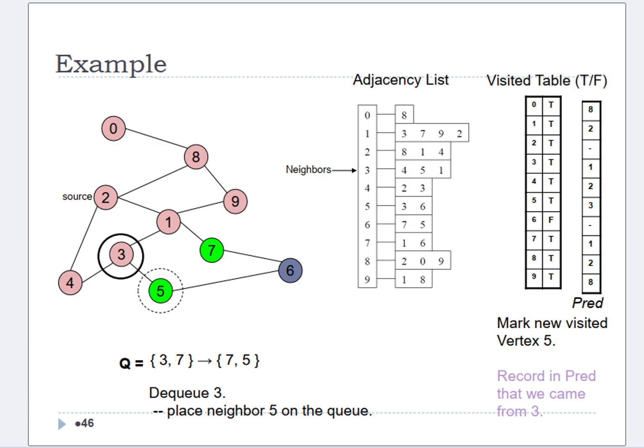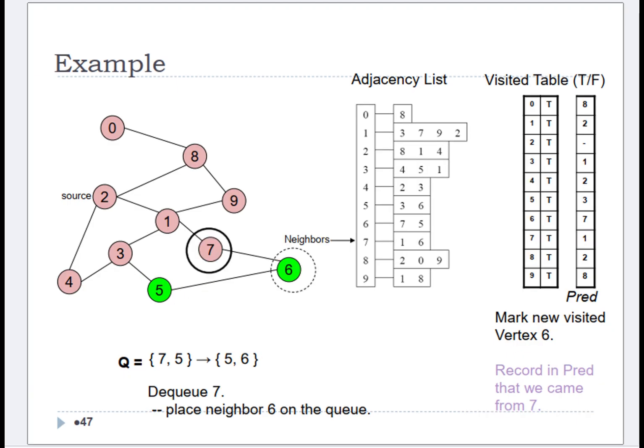Example: adjacency list, visited table T/F, source, pred. Mark new visited vertex 5. Q equals 3, 7 → 7, 5. Dequeue 3. Place neighbor 5 on the Q. Record in pred that we came from 3.